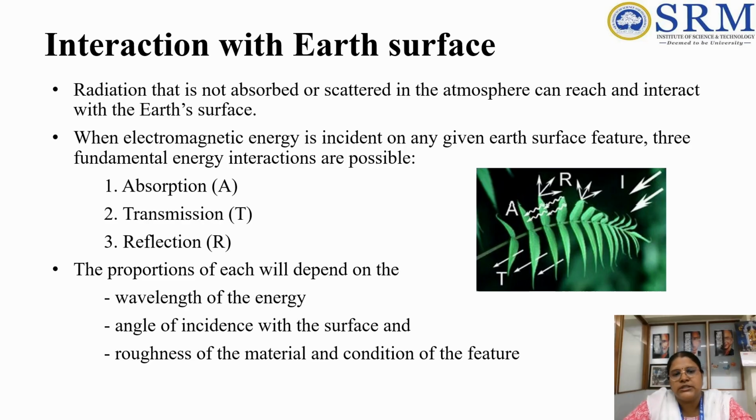Next, coming to the Earth surface interaction. Once the radiated energy has interacted with the atmospheric particles, it goes through to the Earth's surface. The radiation that is not absorbed or scattered in the atmosphere is what will reach the Earth's surface. When electromagnetic energy is incident on any given Earth surface feature, three energy interactions are possible: absorption, transmission, and reflection. The proportion of each will depend upon the wavelength of the energy, the angle of incidence with the surface, the roughness of the material, and the condition of the feature.